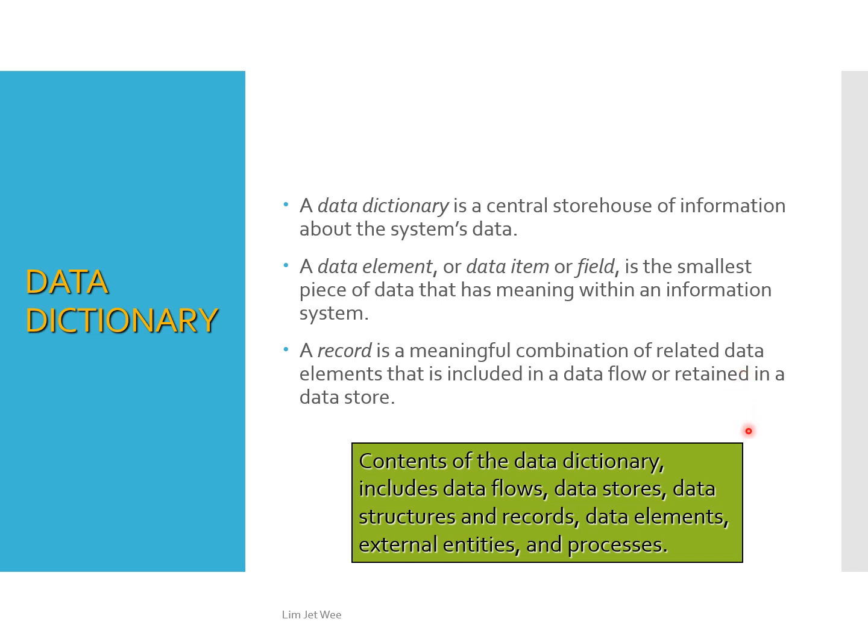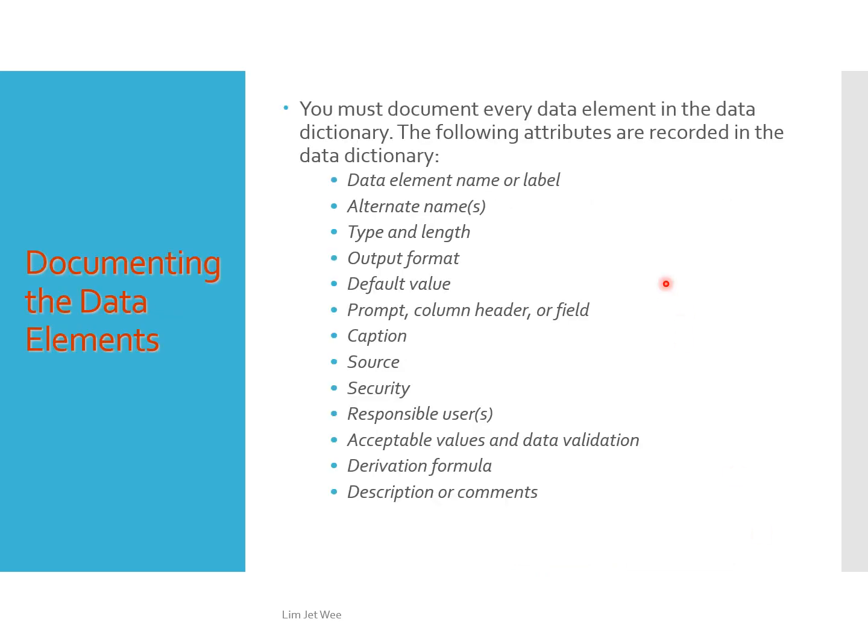Okay, and what does a data dictionary have? Well, a lot of stuff. Your data flow, data store, the data structure, records, the data element, all your external entities and processes. So basically, if you want to document the data element, just look at all these lists of information that you need to document. Look at all these things. Of course, some of them are not necessary depending on your organization.